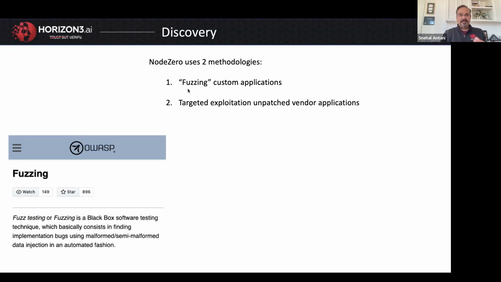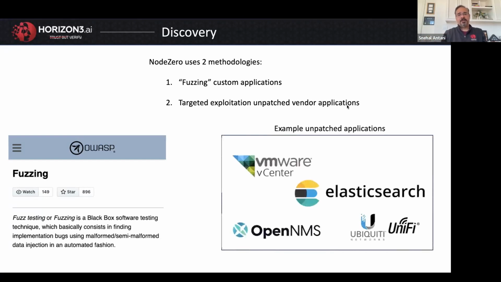The second thing attackers do is go after very targeted applications that are unpatched or difficult to patch or are in well-placed locations in the network. And so examples of these unpatched applications that we've successfully compromised and that we've also seen ransomware organizations compromise include vCenter, Elasticsearch, OpenNMS, Ubiquiti UniFi Network, and so on. These tend to be application services or virtual appliances that sit in trusted locations in the network, or in the UniFi example, can sit on the perimeter that gives the attacker the ability to breach the network.